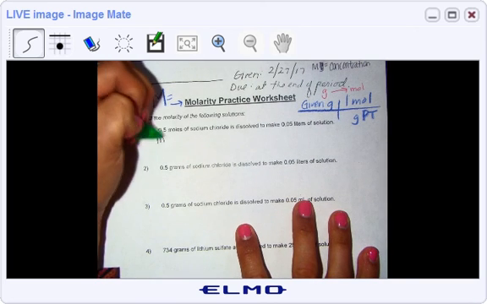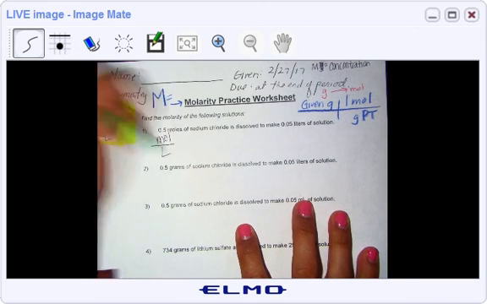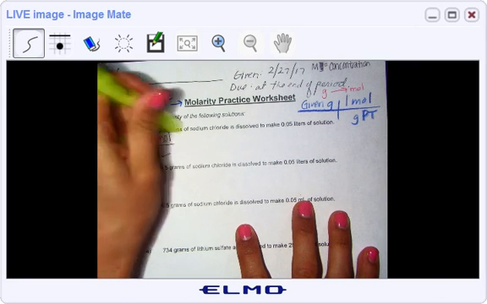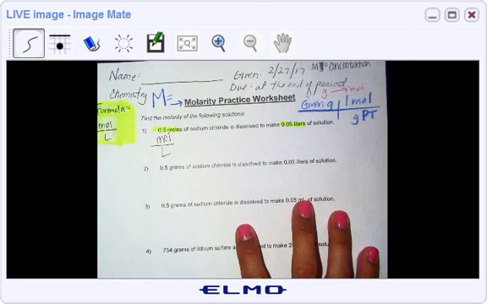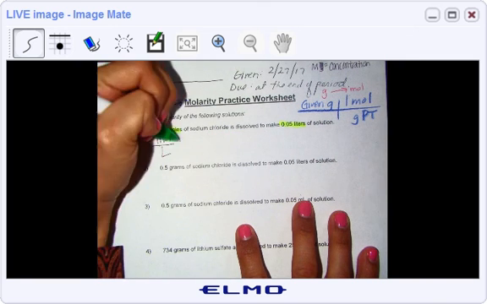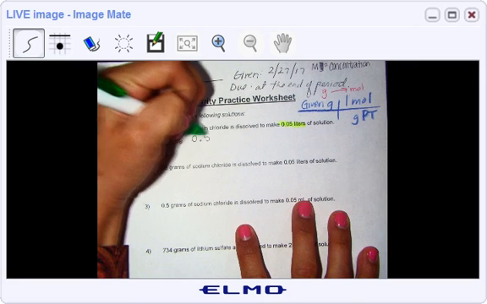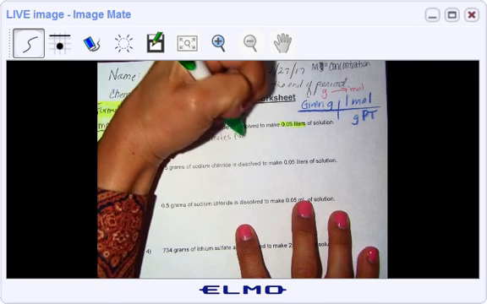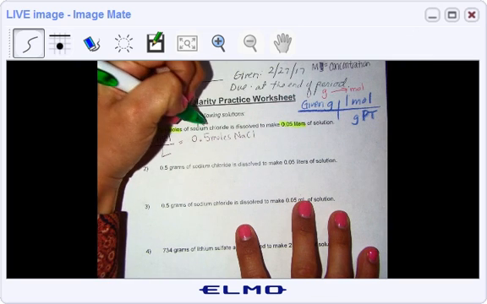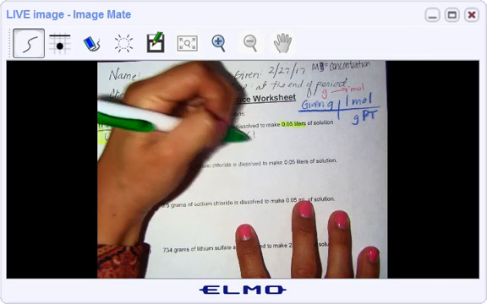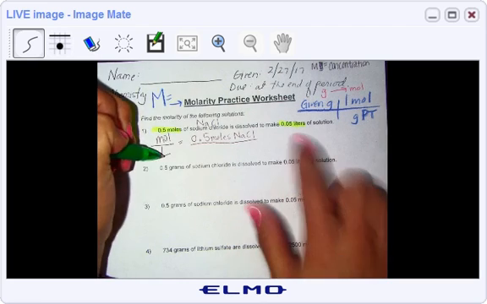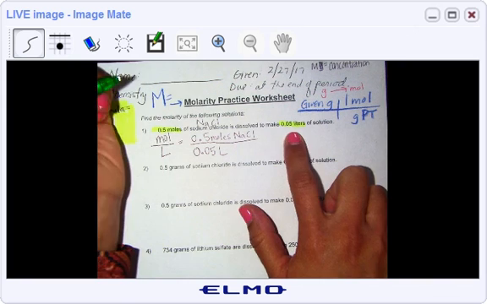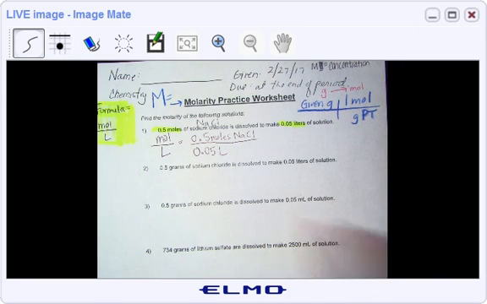I always just write down the formula. So I need to check to see if I have moles and liters. In this case, I have my moles and I have my liters. So this one will be easy. Sodium chloride is NaCl, divided by my liters, and it tells me the liters are 0.05 liters. I just type that into my calculator and you're done.